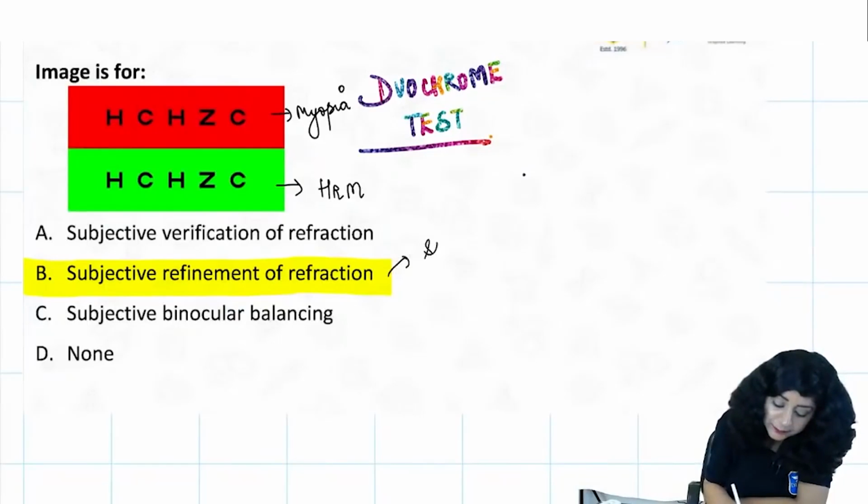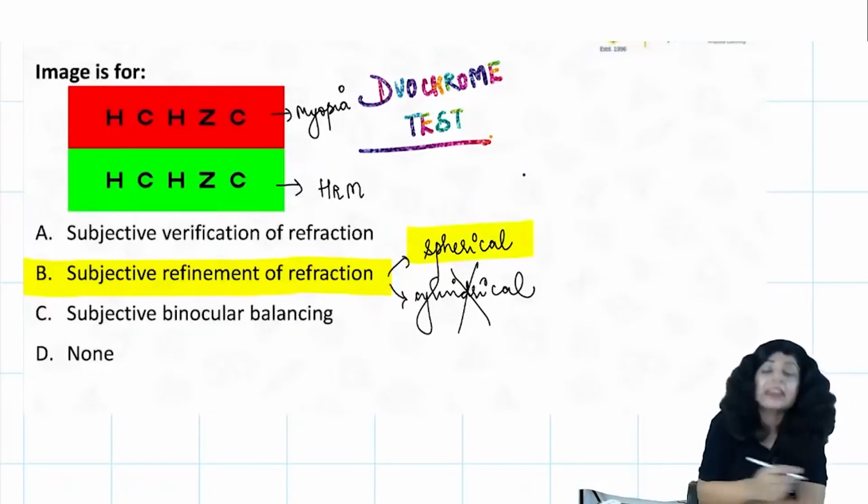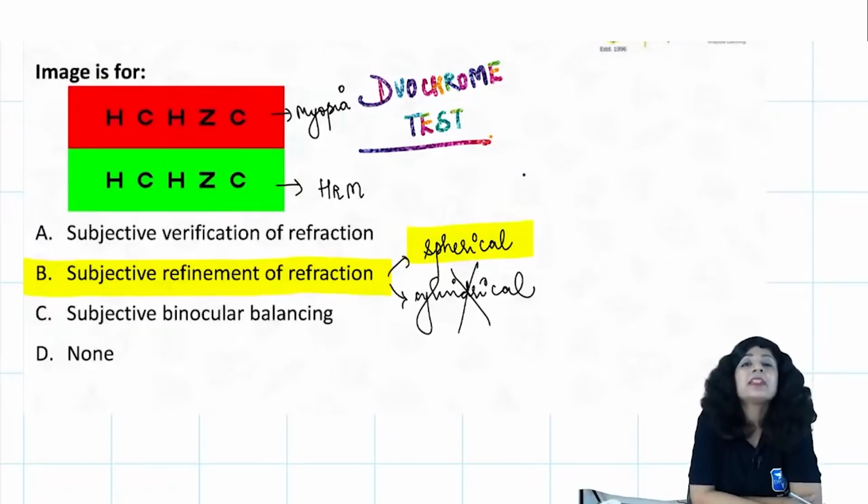It could be spherical refinement, or we can have the cylindrical refinement. So it is not used for cylindrical, it is used for the spherical refinement. So basically it is used for the subjective refinement of the spherical errors. Subjective refinement of which errors? The spherical errors. How do you read this?